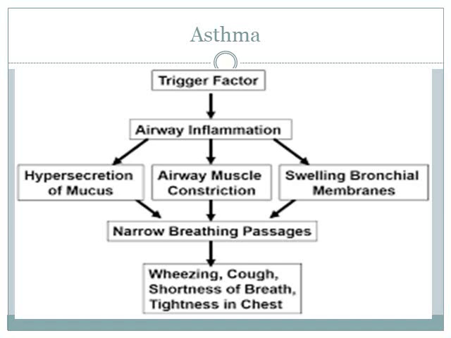Now what happens is you end up with airway inflammation. So your airways will actually inflame. As a result of that, you get a constriction of the muscles, a huge amount of mucus being produced, and your bronchial membrane will swell. Now that narrows your breathing, causes wheezing, coughing, shortness of breath, and tightness in the chest. So asthmatics will often complain of the inability to get air out.